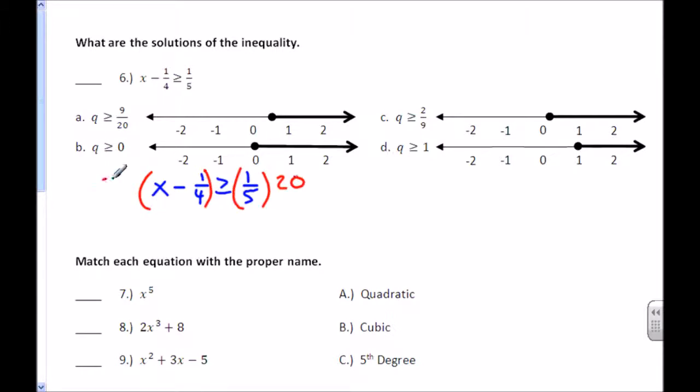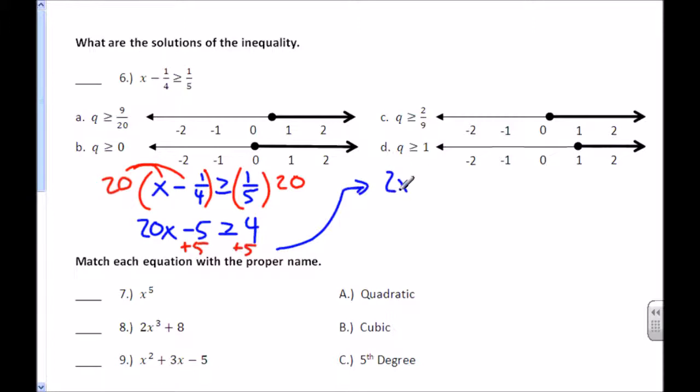Whatever I do to one side, I have to do to the other side. Over here, I'm going to have to distribute. So that's going to give me 20x minus 20 times 1/4, which is going to give me a 5. 1/5 times 20 is going to give me a 4. And now I have a very simple inequality to solve. I'm going to add the 5 to each side. So that's going to leave me with 20x is greater than or equal to 9.